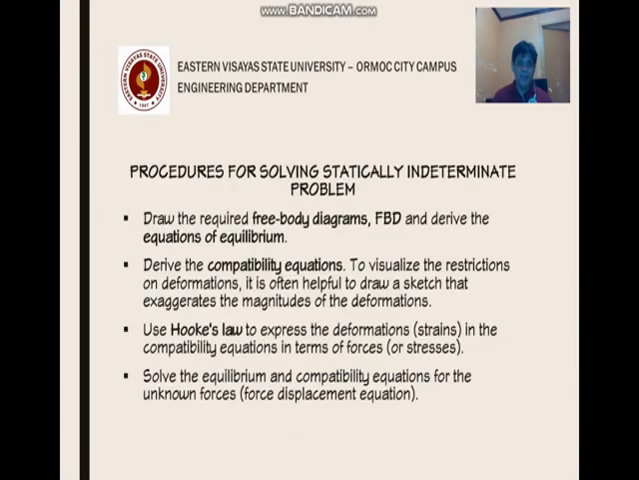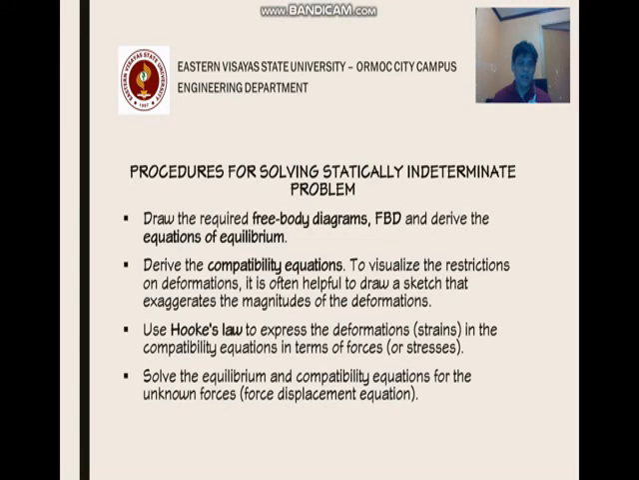So we have here the procedure for solving statically indeterminate problems. Number one, just like any problem in mechanics, it is very important to draw the required free body diagrams, because from there we can derive the equations of equilibrium. It's very difficult to write the equations without referring to the diagram.